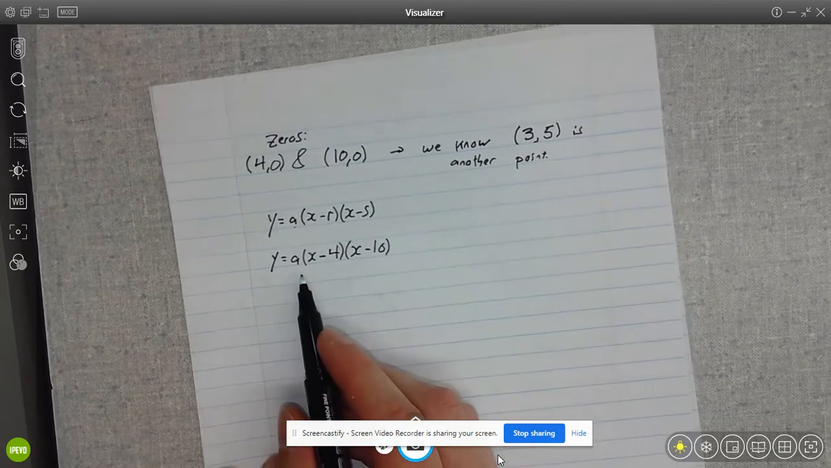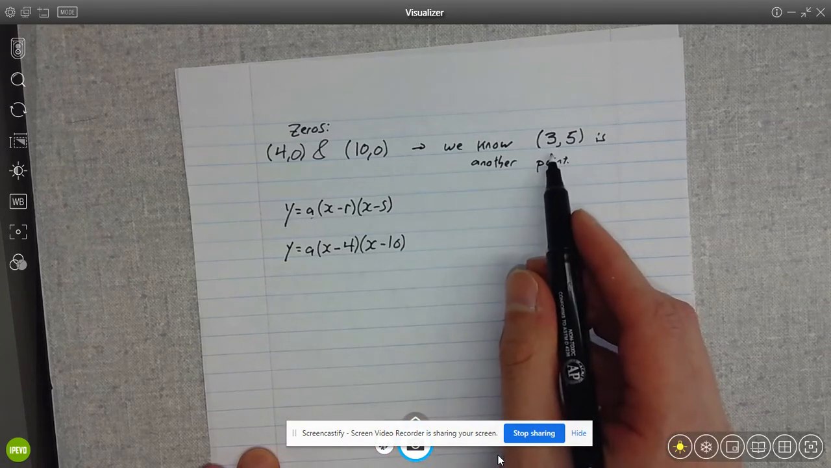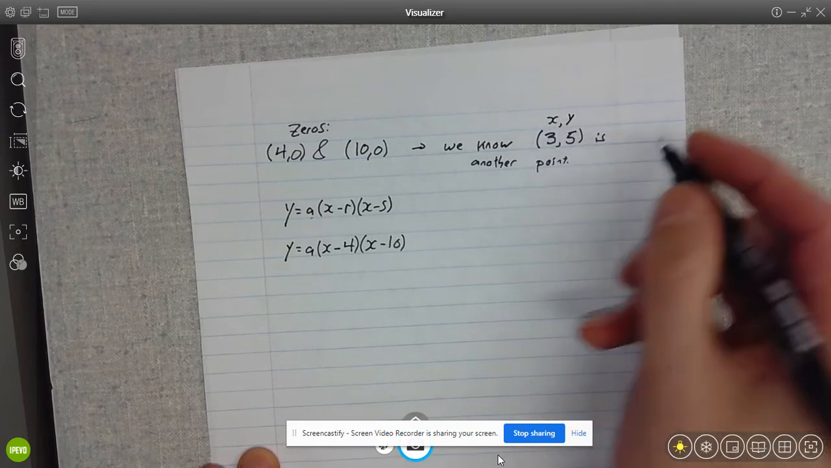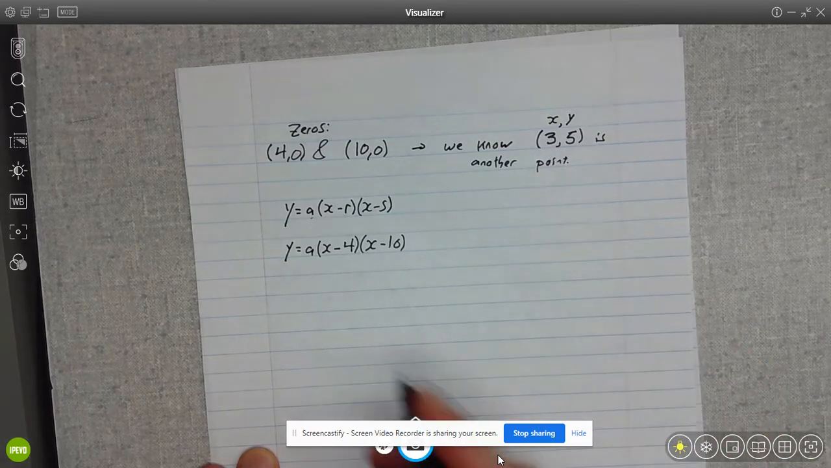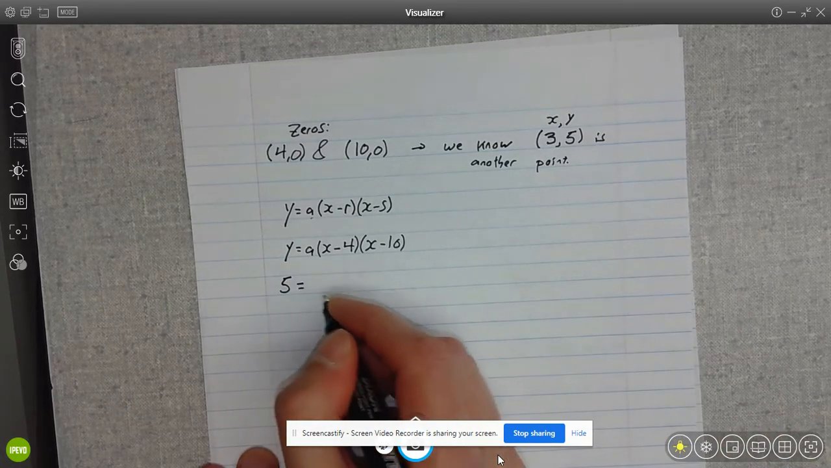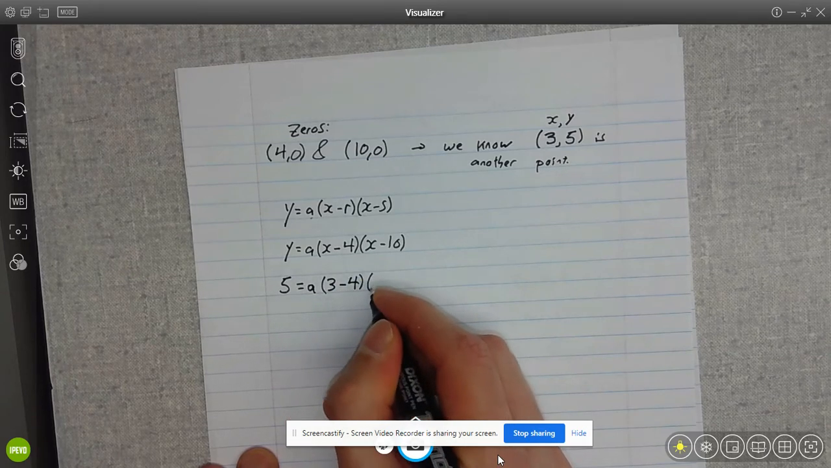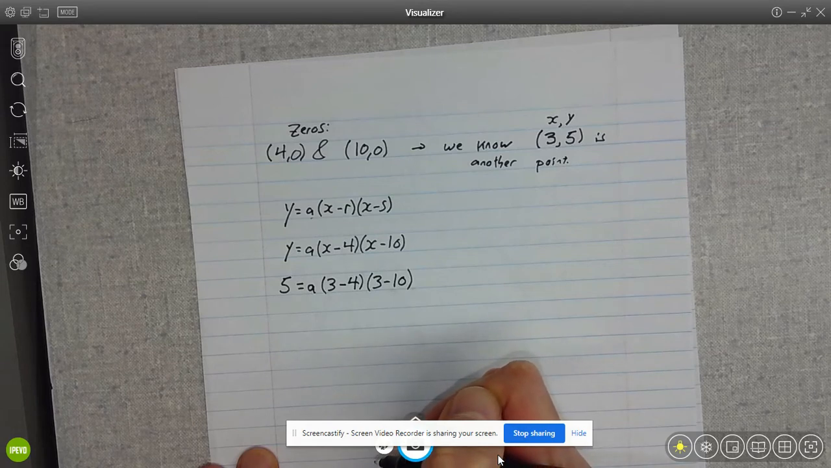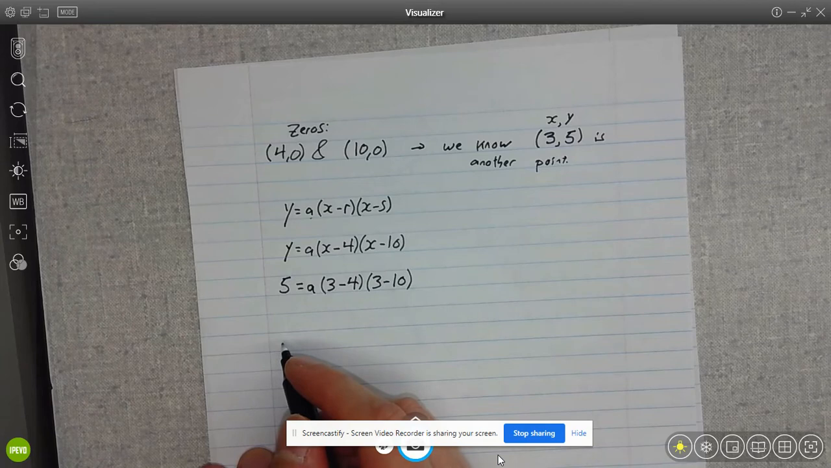Okay. And again, just like when we were determining the equation in vertex form, I've got to solve for a. As long as I know one other point on the parabola, I can plug in those coordinates for x and y and then solve. There's only going to be one parabola that has these zeros and goes through that other point. So I'm going to plug in 5 for y, and I'm going to plug in 3 for x. And now we're going to be able to solve for our a value.